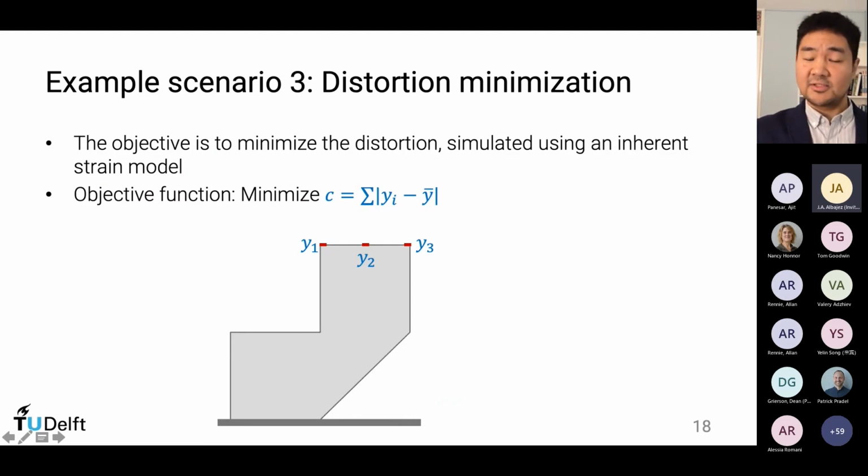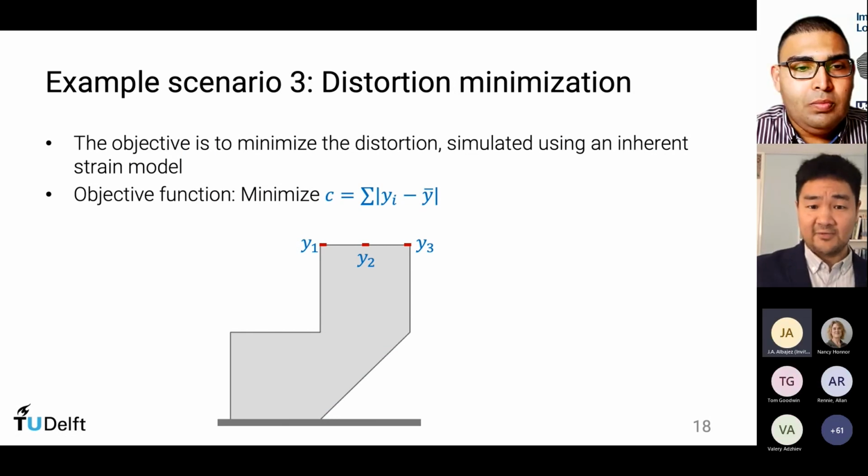The next example is more relevant for wire and arc additive manufacturing. Wire and arc additive manufacturing is a direct energy deposition process. It involves very high temperature gradients. Normally, you could observe big distortion, or there will be prolonged residual stress. So here, the objective function is to minimize distortion.